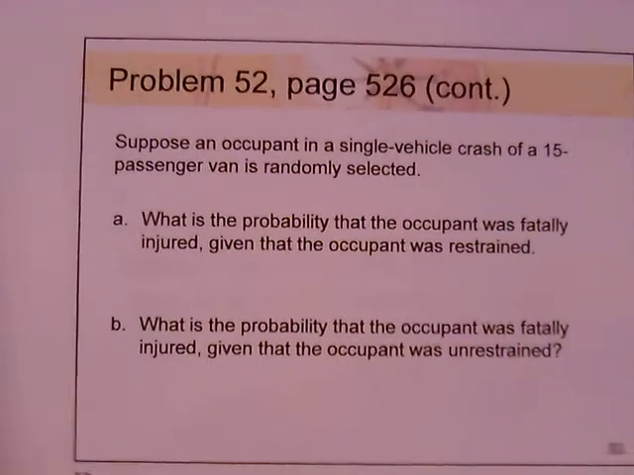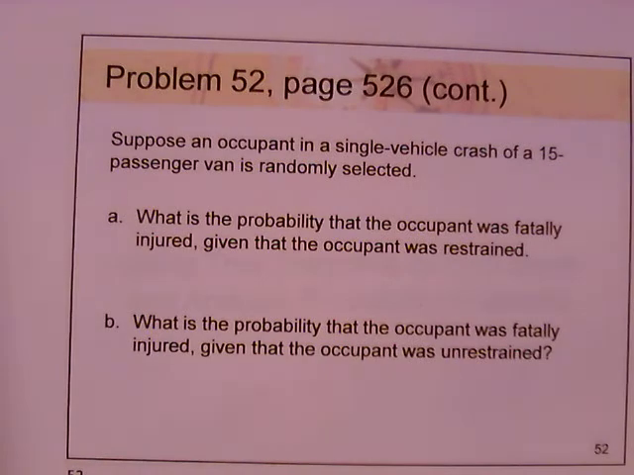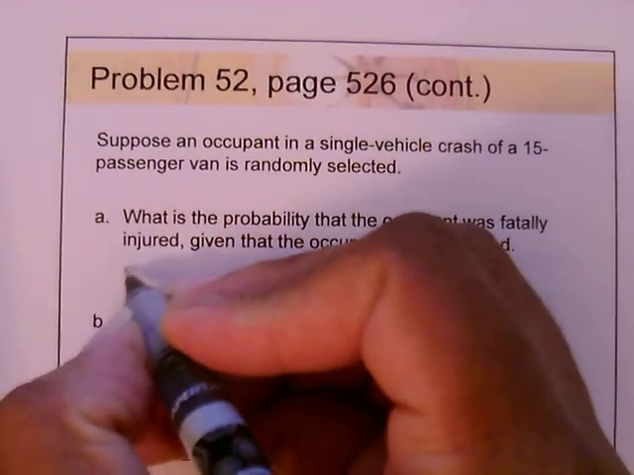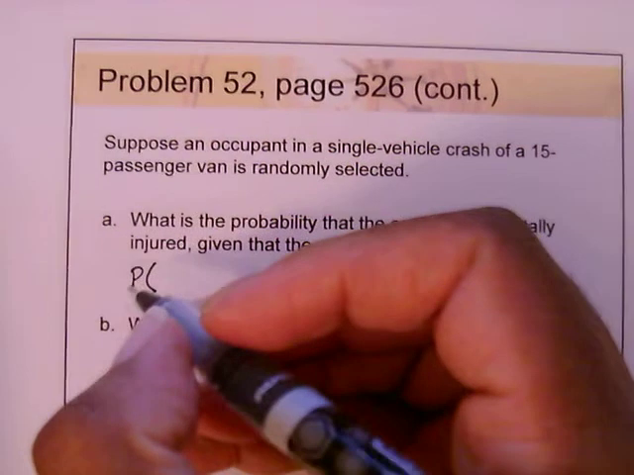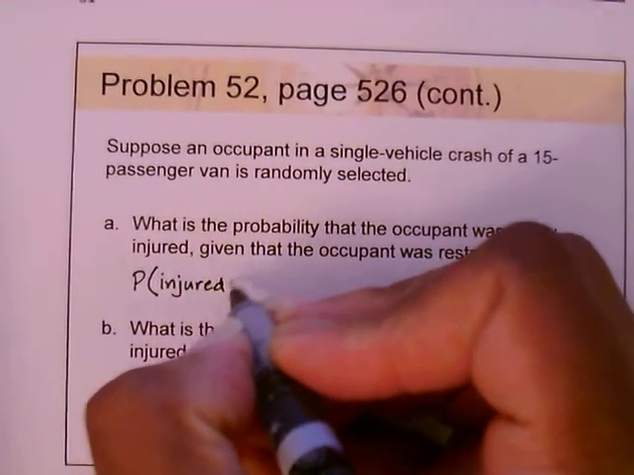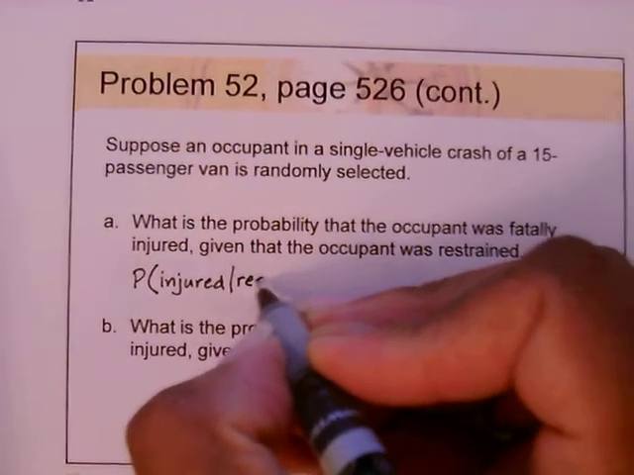So here's problem number 52, parts A and B. Suppose an occupant in a single vehicle crash of a 15-passenger van is randomly selected. In this case, what is the probability that the occupant was fatally injured, given that the occupant was restrained? So, here's how I write this. The probability of an injured person, given that this occupant was restrained.